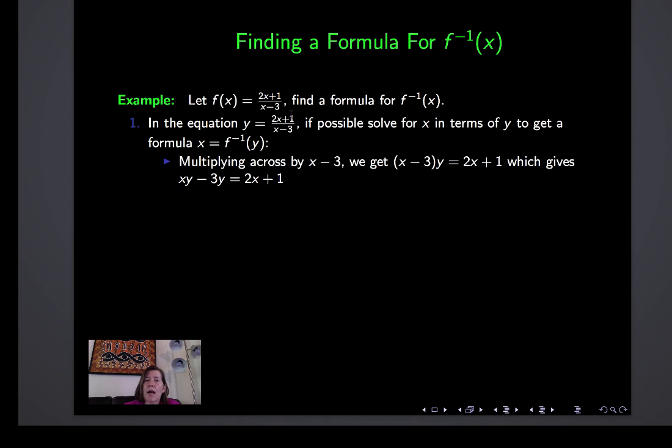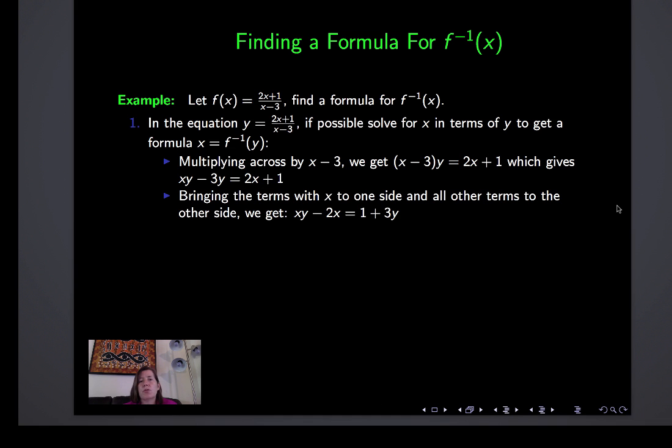In order to do that, we're going to multiply across by x minus 3, and we get x minus 3 times y equals 2x plus 1, which gives us this equation, x times y minus 3 times y equals 2x plus 1. Now we want to solve for x, so the first step in doing that is to bring all of the terms with x to the left-hand side and bring all of the other terms to the right.